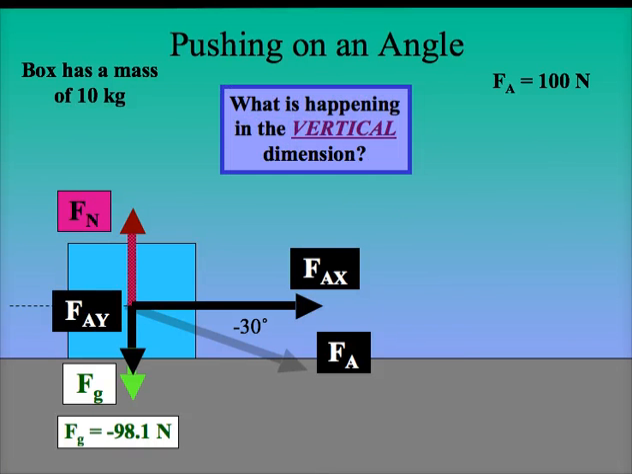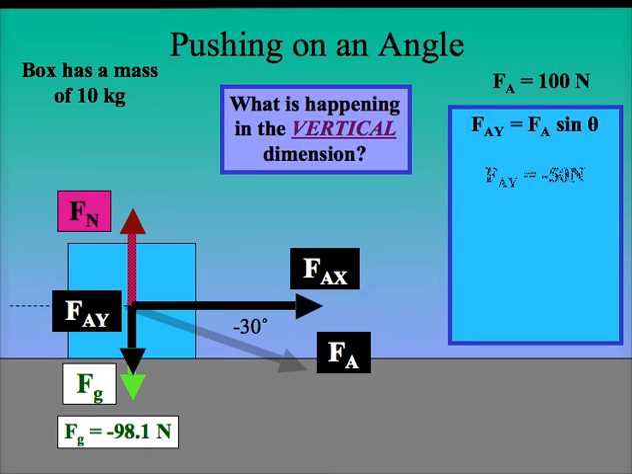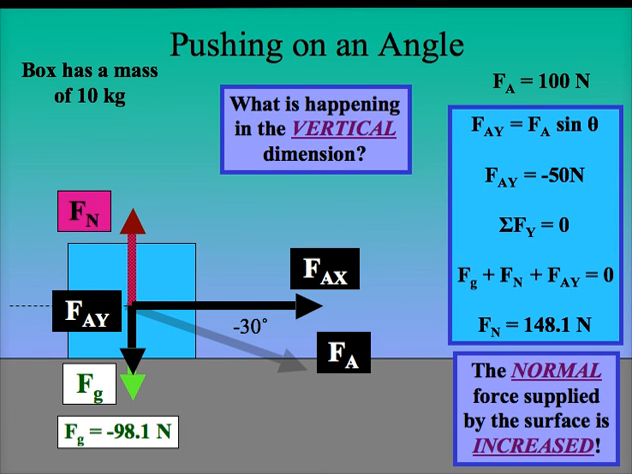Okay? Now, what's happening in the vertical dimension? Because we're pushing down on this box, we're actually adding to the weight, and the normal force would have to be greater. Okay, the applied force in the y direction is now negative 50 newtons. When we add that to the weight of negative 98.1 newtons, the sum of the forces is 0, so therefore the normal force has to be positive 148.1 newtons. Normal force is increased. That's one of the reasons you never want to do this, because with increasing the normal force, you increase the friction force.